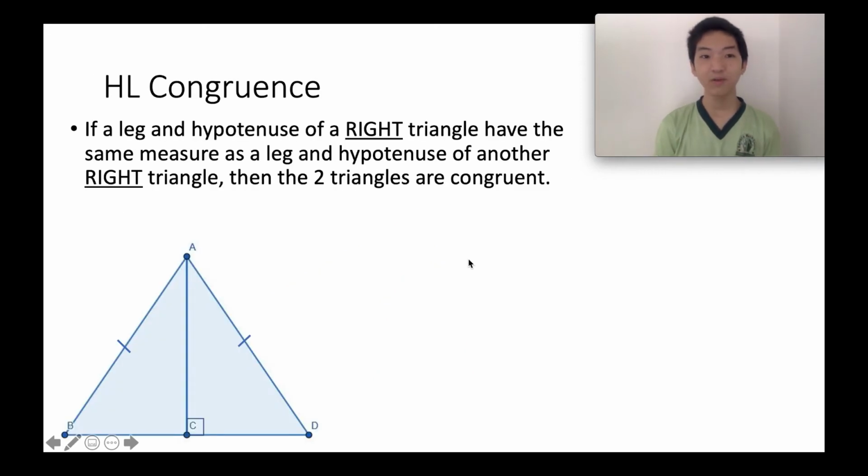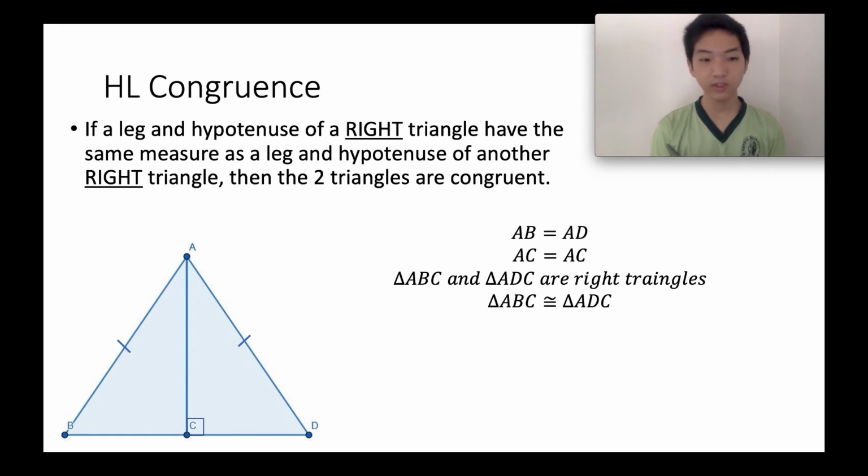Now, I will be going over hypotenuse-leg congruence. If a leg and hypotenuse of a right triangle have the same measure as a leg and hypotenuse of another right triangle, then the two triangles are congruent. It is very important to note that the two triangles must be right triangles. Otherwise, this congruence does not apply.